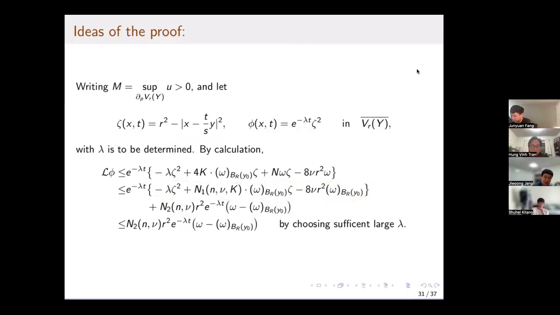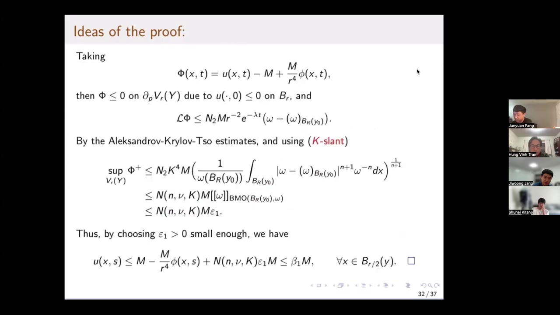function. So if we choose lambda very large, this lambda is to be determined later. Okay, so over here we choose a very large lambda, so this quantity will be less than 0. Okay, so we only have this guy. Then we try to construct some binary function. So this is the binary function, and then we take the difference between this one, so that this new function on the parabolic boundary is less than 0, and because of this one.